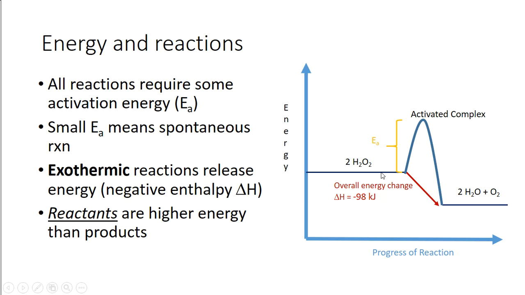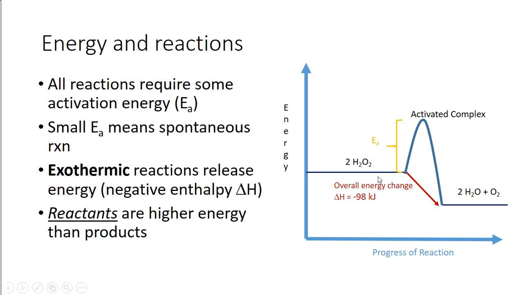And we call the difference in energy between the reactants and products the enthalpy, and it's symbolized by delta H. It's a change in energy, basically, between reactants and products. And in this case, it's 98 kilojoules per mole, I believe. I didn't write it down, but let's say that's what it is.